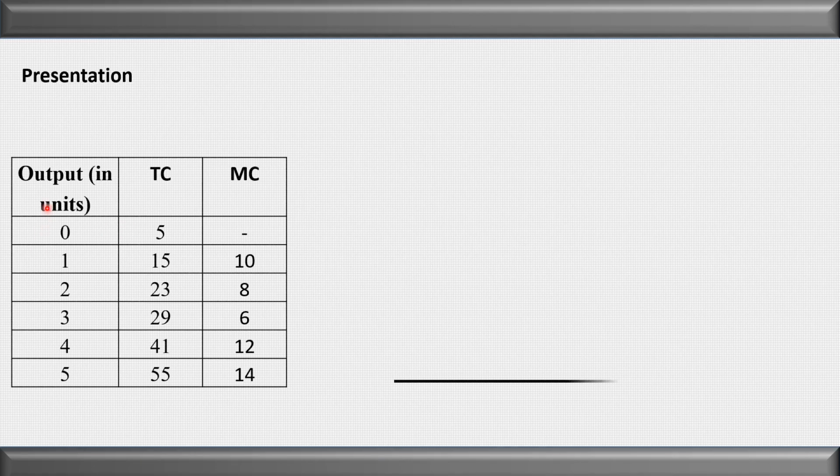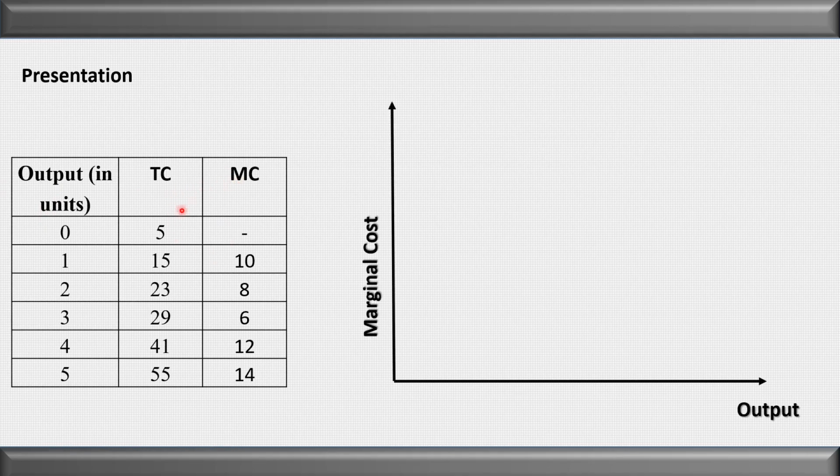Let us see the presentation. Through the schedule, it can be presented like this one. We know that marginal cost is the change in the total cost. 15 minus 5 is 10, 23 minus 15 is 8, 29 minus 23 is 6, 41 minus 29 is 12, 55 minus 41 is 14. We can see that it is decreasing, and after reaching a certain point it starts increasing up. From the fourth unit it starts increasing. So we can see that marginal cost also has a U shape.